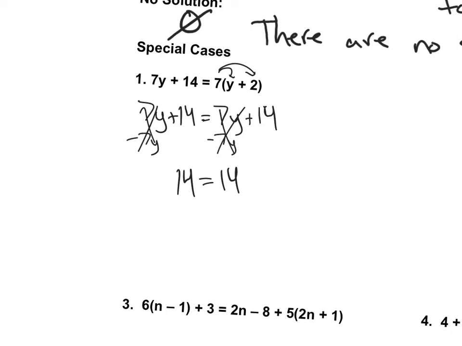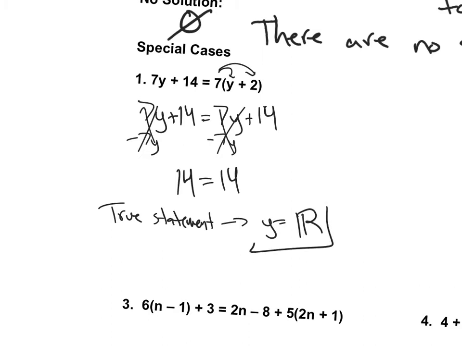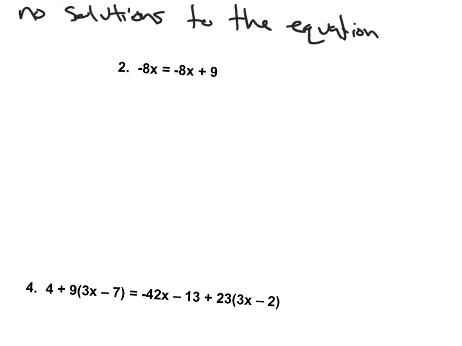Once we get to that step and our variables have canceled out and we're left with just 2 values, if those values are indeed equal and you're left with that true statement, like in this case 14 equals 14, that would be a situation where you would say that your solution would be all real numbers. So if you're left with a true statement, once your variables cancel out, you would have an all real number solution. Let's take a look at number 2.